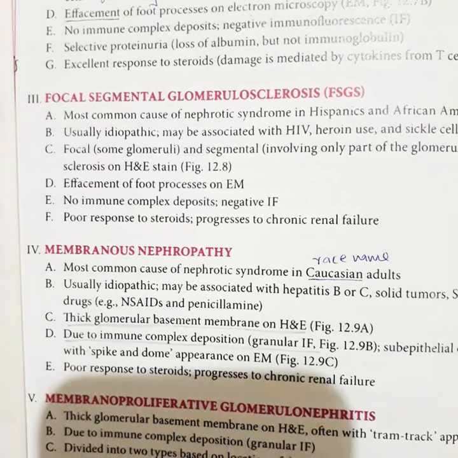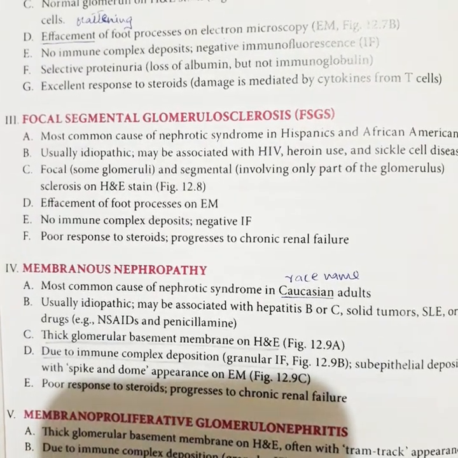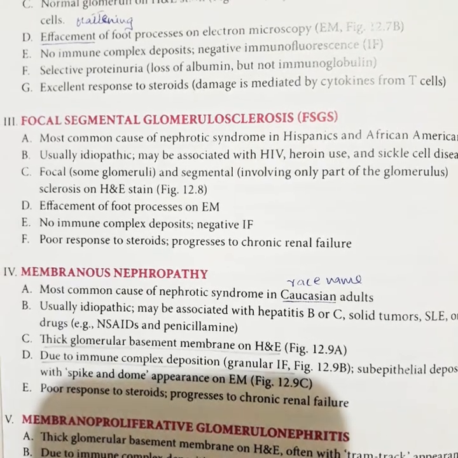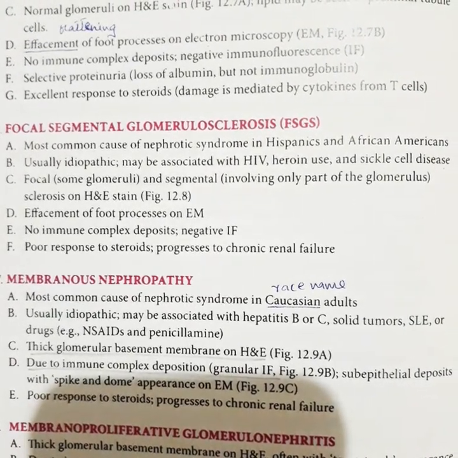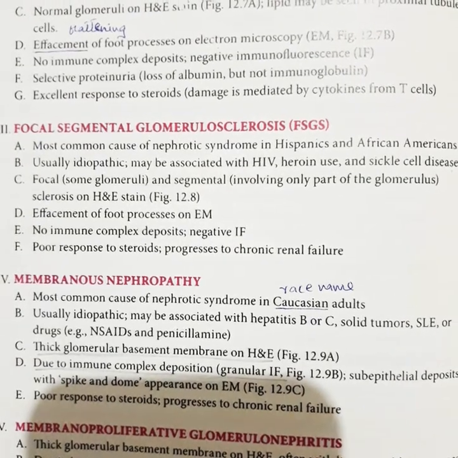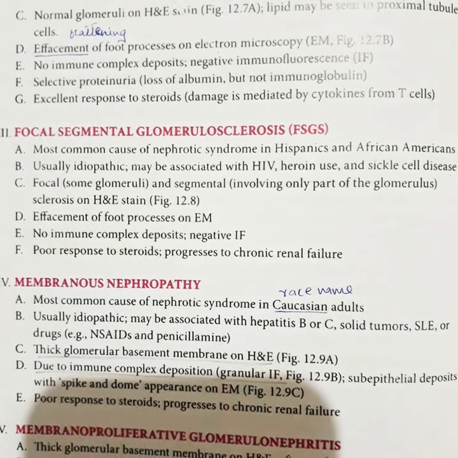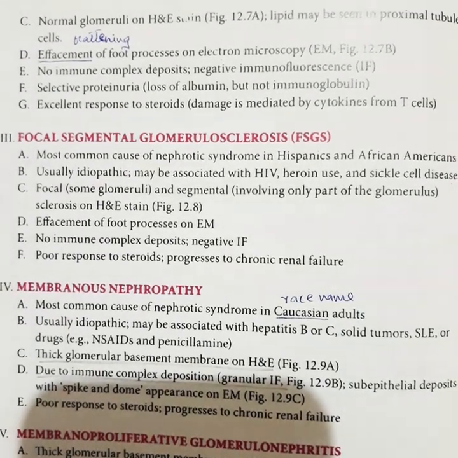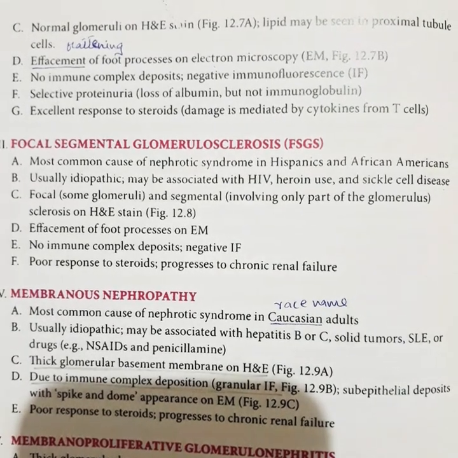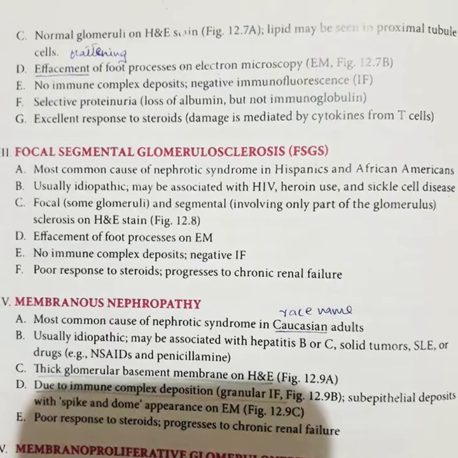Focal segmental glomerulosclerosis. Most common cause of nephrotic syndrome in Hispanics and African Americans, usually idiopathic, may be associated with HIV, heroin use, and sickle cell disease. Focal means some glomeruli, and segmental involving only part of the glomerulus, sclerosis. Effacement of foot processes, no immune complex deposition, so negative immunofluorescence, poor response to steroids, progresses to chronic renal failure.